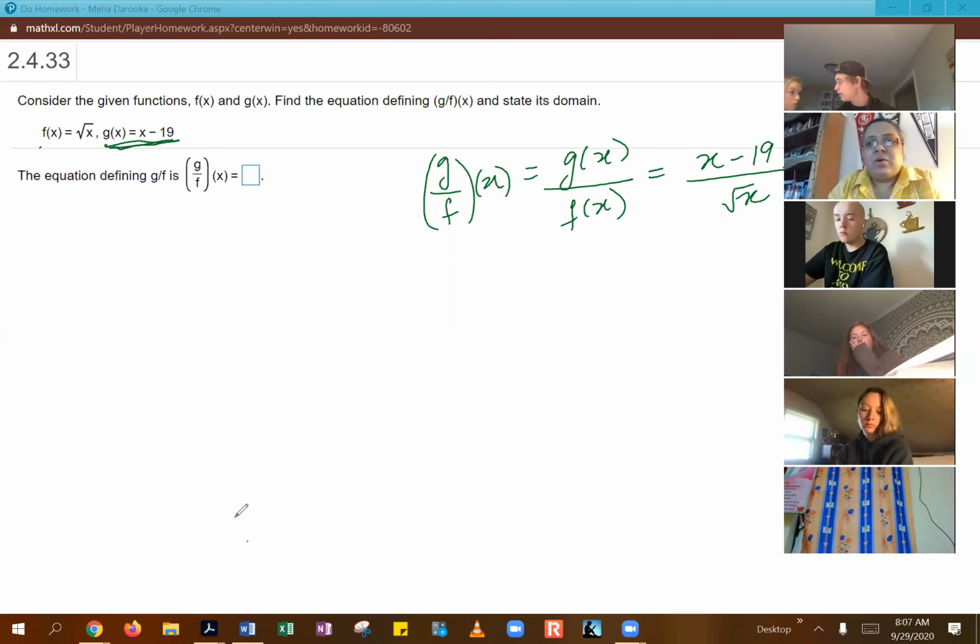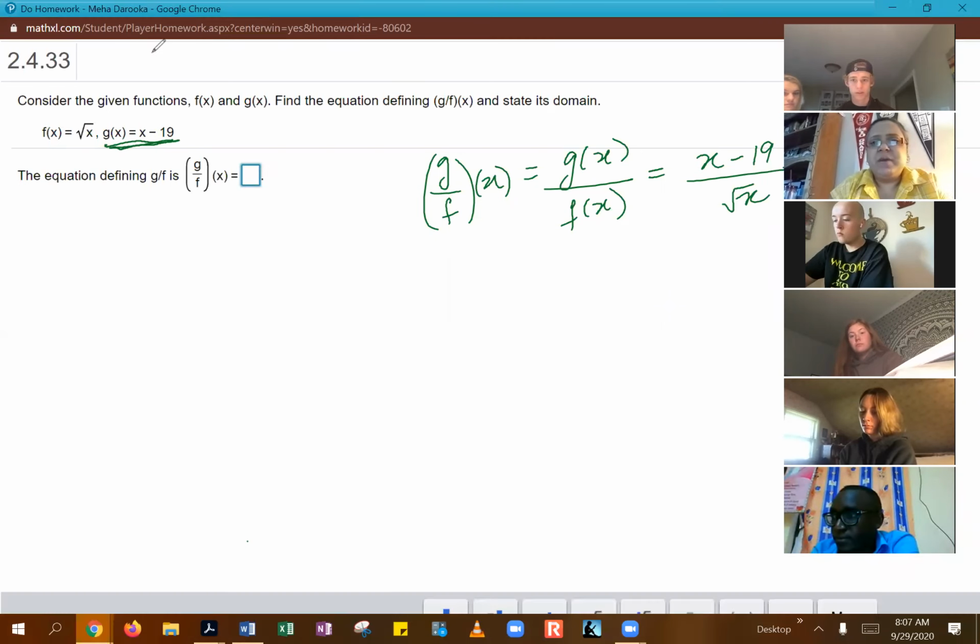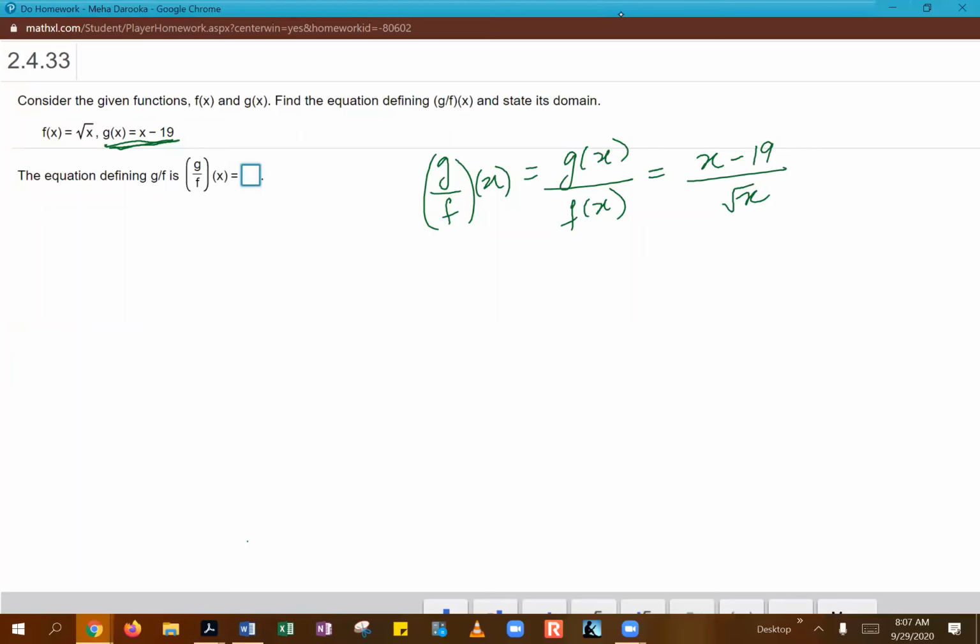Alrighty. So my MATLAB actually just wants you to come up with this definition for our function. I don't think they really want us to simplify or anything like that. So we should be able to go ahead and just type this answer in. So that would be x minus 19 on the numerator, and then we are dividing that by square root of x on the denominator.